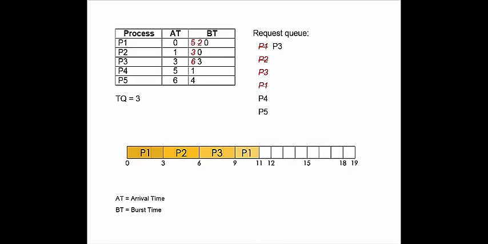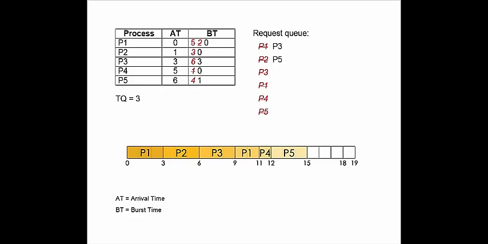Next in queue is P1, so we execute it again, this time for only 2 seconds to finish its remaining time left, so that's from 9 to 11, completing the process P1. Next, we have P4 in queue, so we execute it for only 1 second because P4 only has a burst time of 1. So process P4 is from 11 to 12 and is already completed. Up next in the queue is P5, so we execute P5 for 3 seconds, which is from 12 to 15.